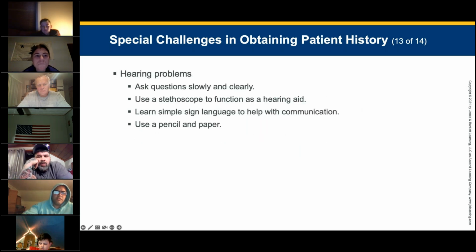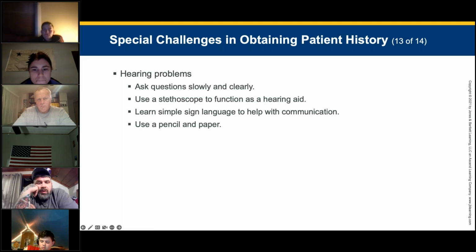Patients with hearing problems. You're going to have plenty of these. Ask questions slowly and clearly. You could use a stethoscope as a hearing aid. Learn simple sign language that can help you with communication. And then you can always use a pencil and paper.